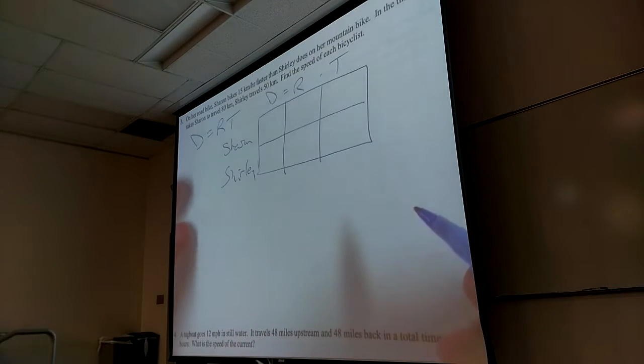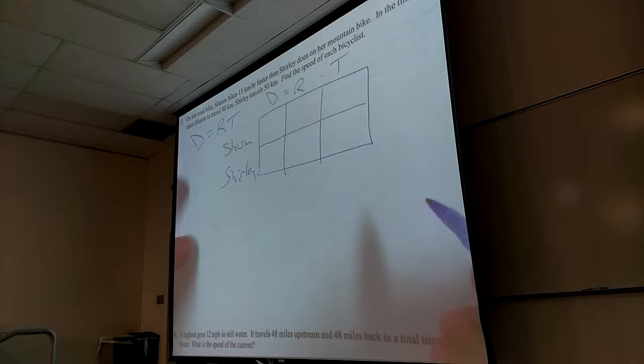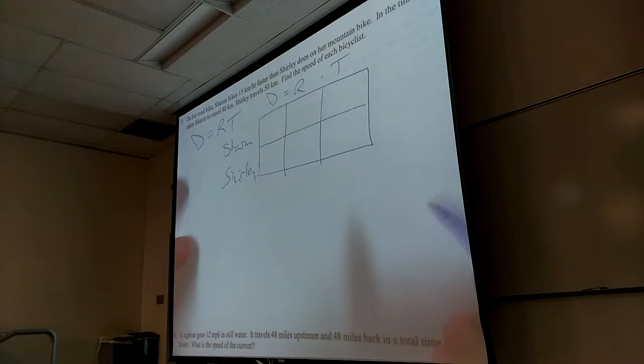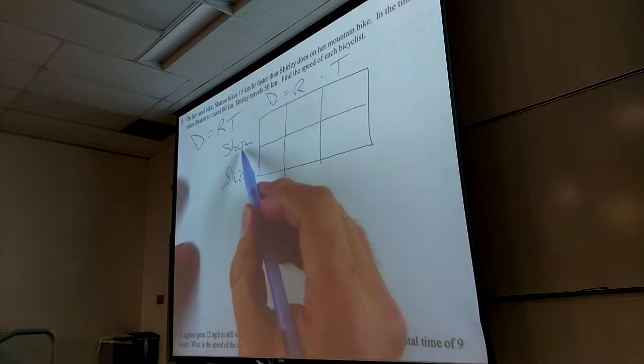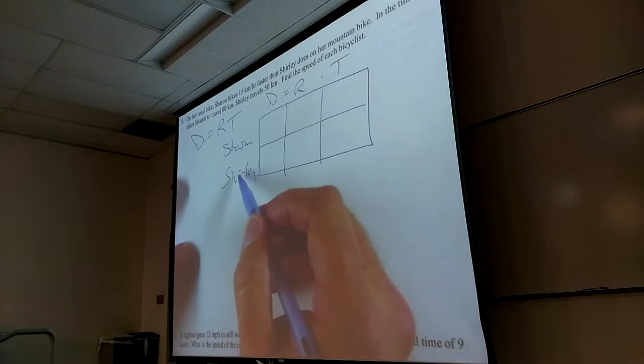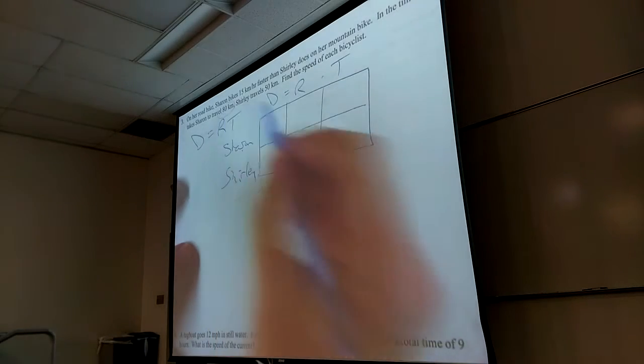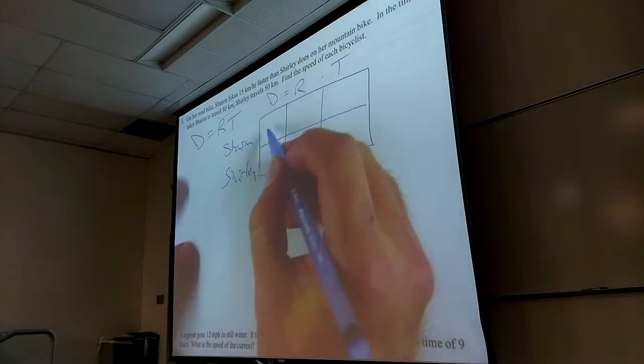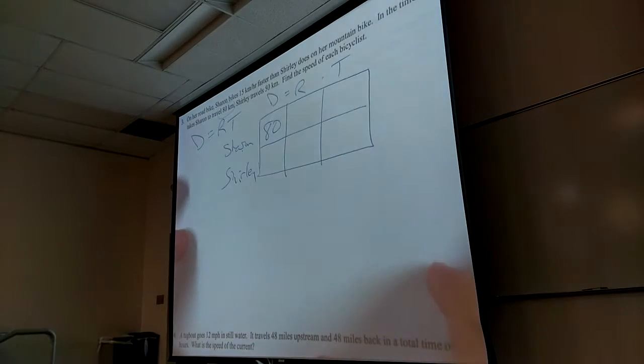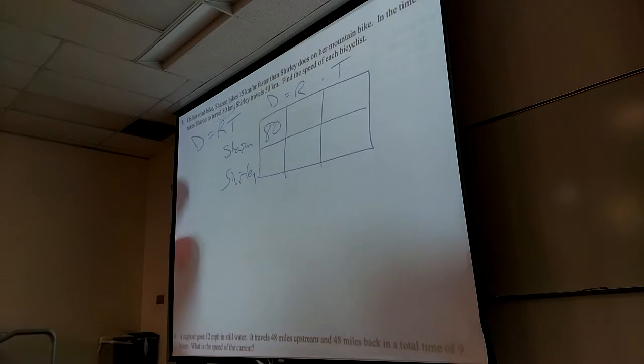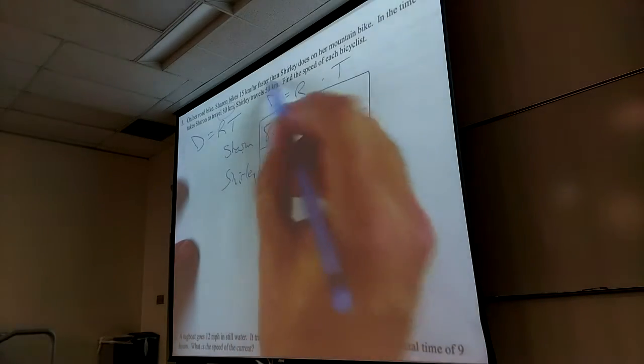Which boxes can I just fill right in? What do I know for sure? Definitely no algebra required. Sharon went how far? 50 miles? No. Sharon definitely went 80 kilometers. So I could put a number right there. Look at that. That feels good. We know that Sharon went 80. And how far did Shirley go? 50.